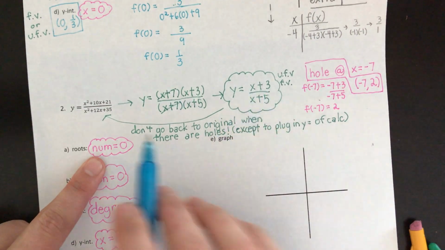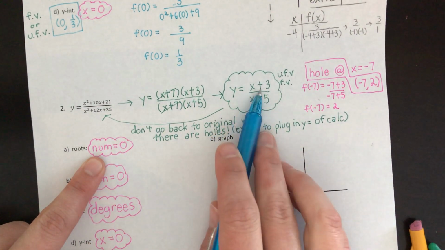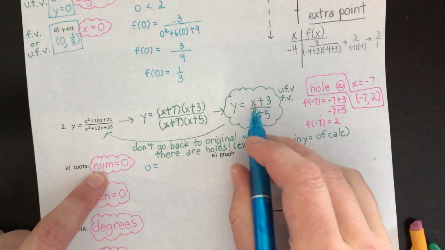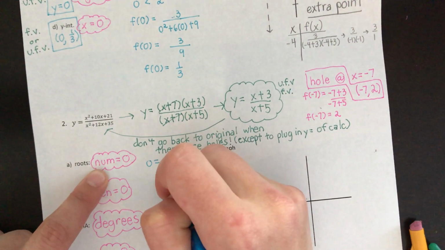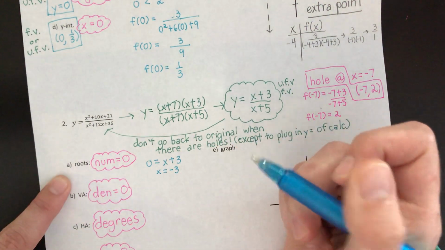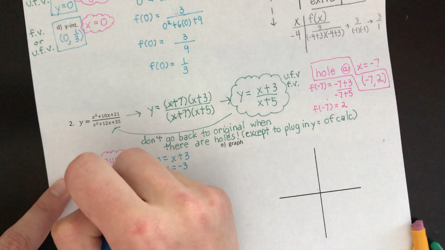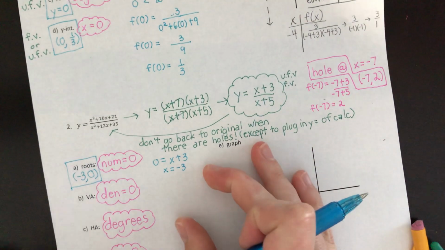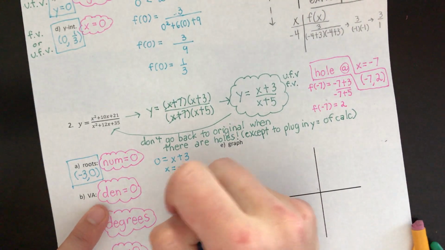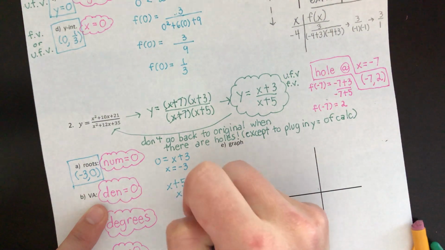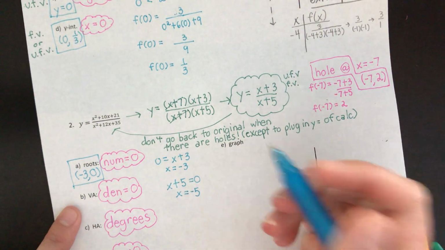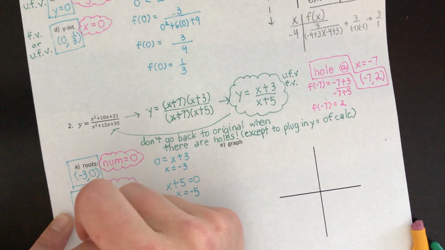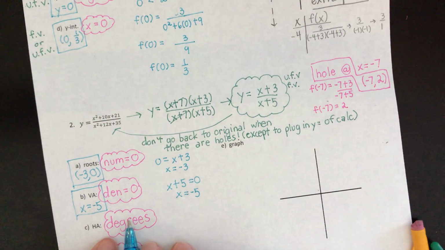So my numerator equal to 0. Remember, I don't go back to the original when they're whole. So this is all I'm looking at. So numerator equals 0. So 0 equals x plus 3. Well, that's easy. X equals negative 3. But I don't leave it like that. I write it as an ordered pair. It's an x-intercept. Okay. Now here, denominator equal to 0. X plus 5 equals 0. So x equals negative 5. Okay, for the VA, I do keep it, it is a line. I do keep it as such. X equals negative 5.